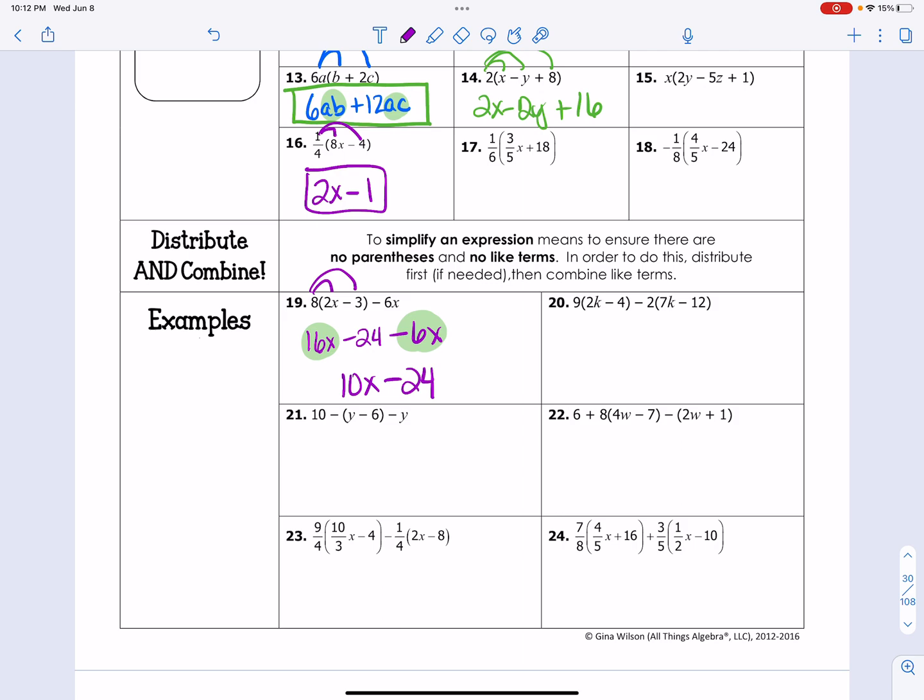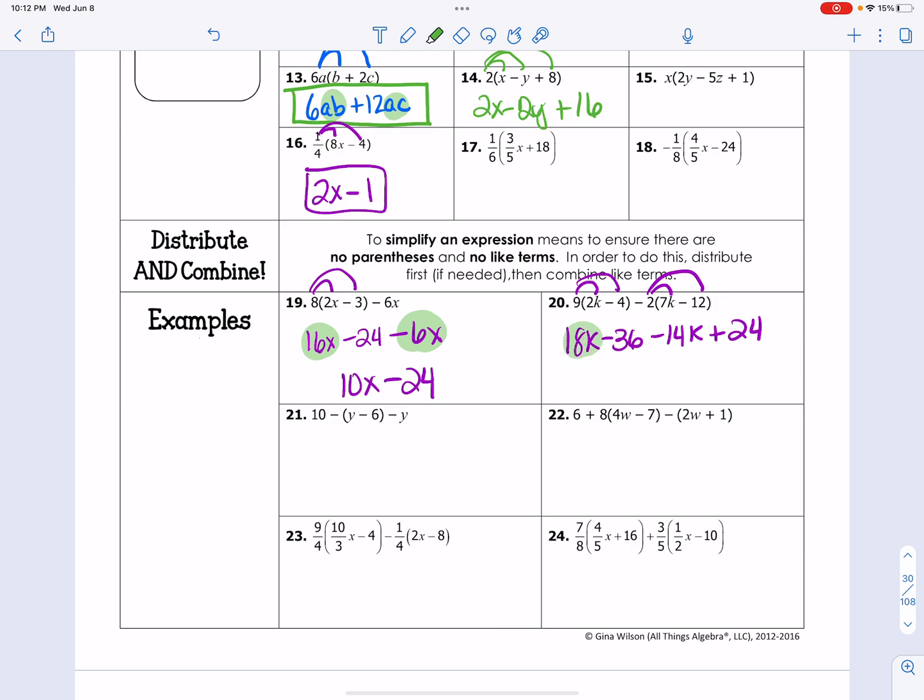Okay, so you're going to do the same thing on the next one. You're going to do the multiplication first. So that's 18k minus 36. You have a calculator and we're not taking it away from you. And then you would have minus 14k. A negative and a negative is a plus 24. Be careful with your signs.